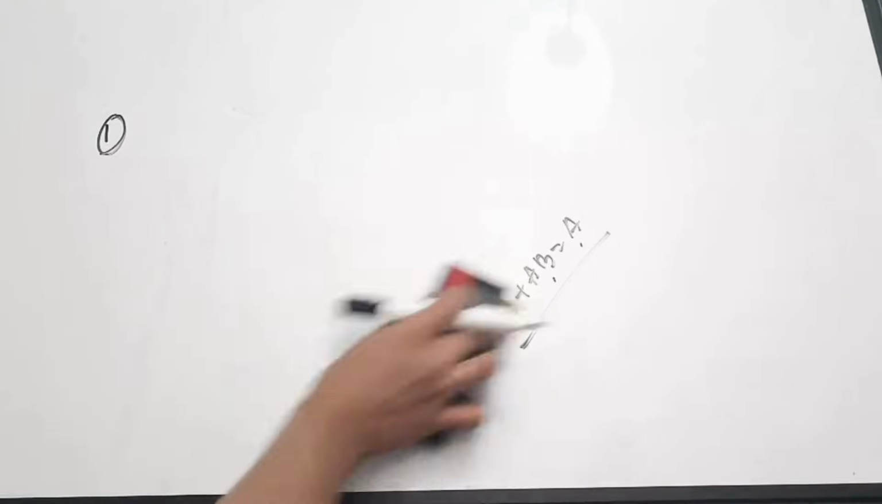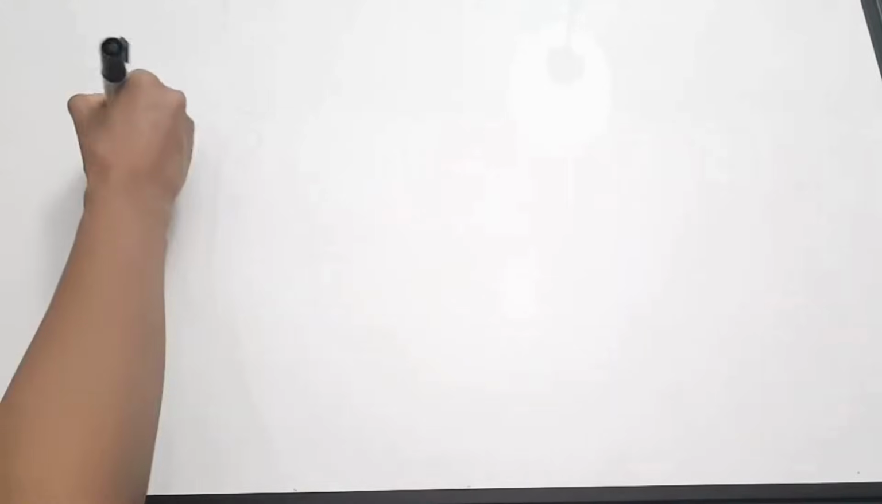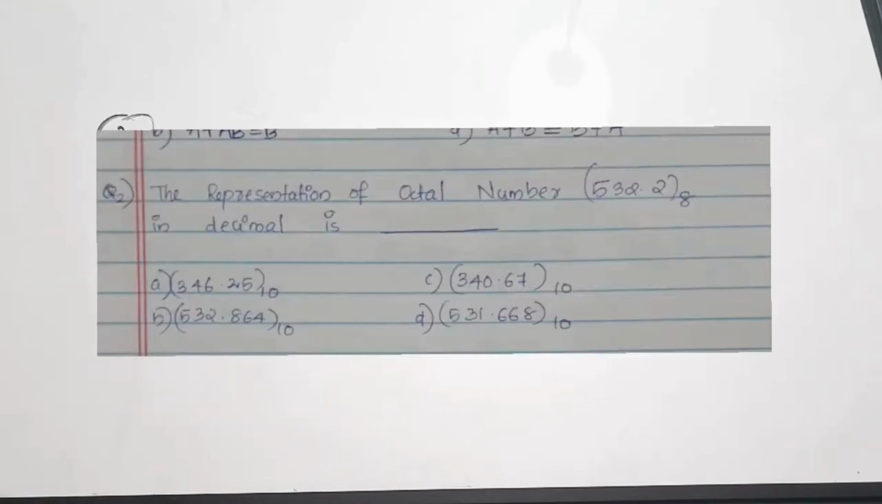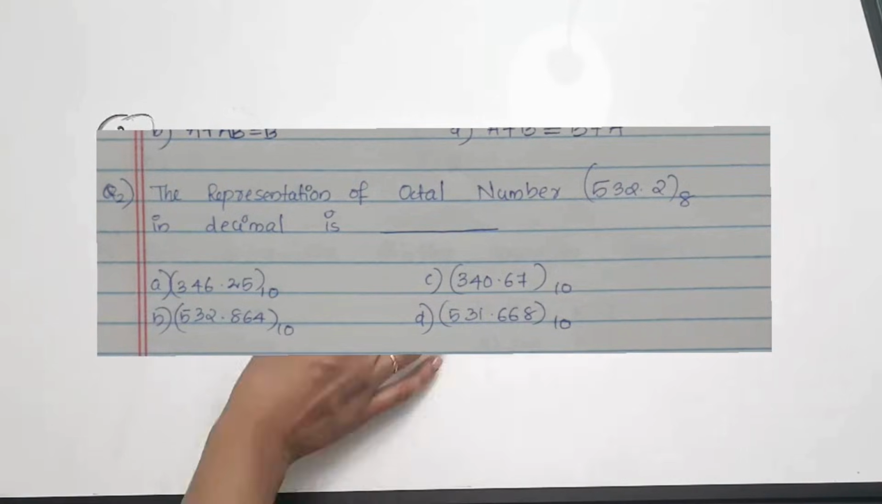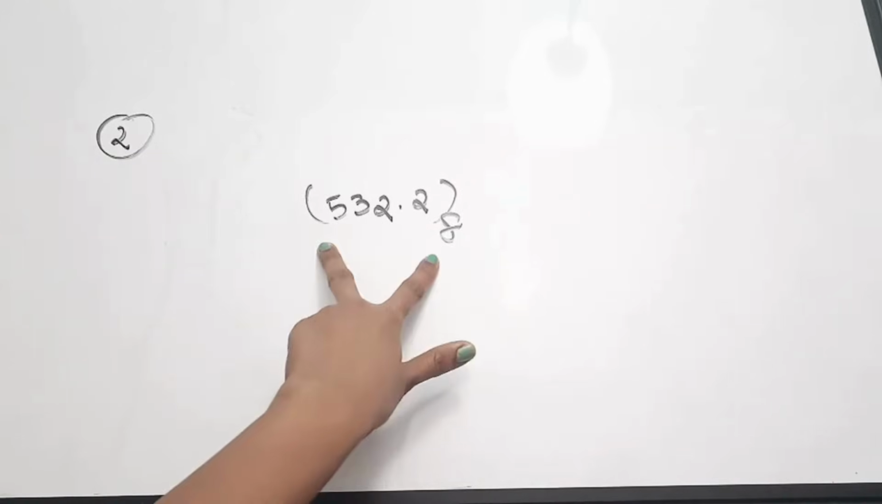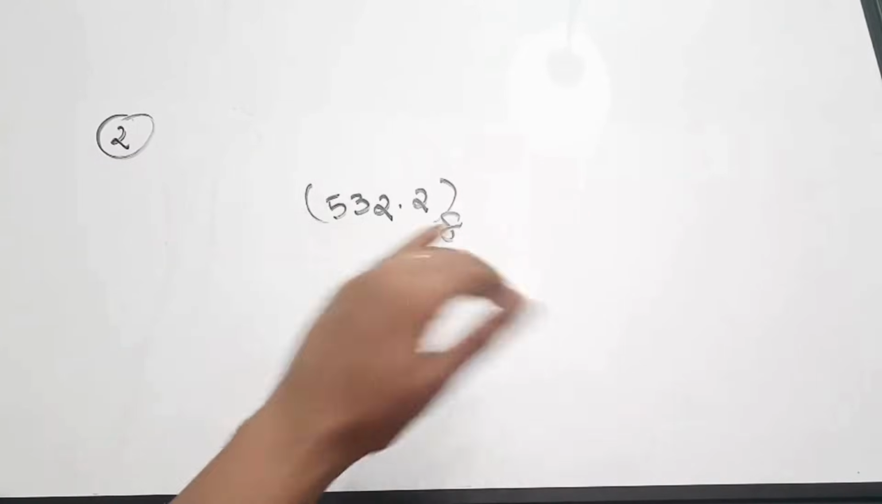Moving on to the second question. Now the question is from number systems. So I've tried to include a variety of questions from various topics. The second question is the representation of octal number 532.2 to the base 8 in decimal. That is, you have to convert this number in octal to decimal format.